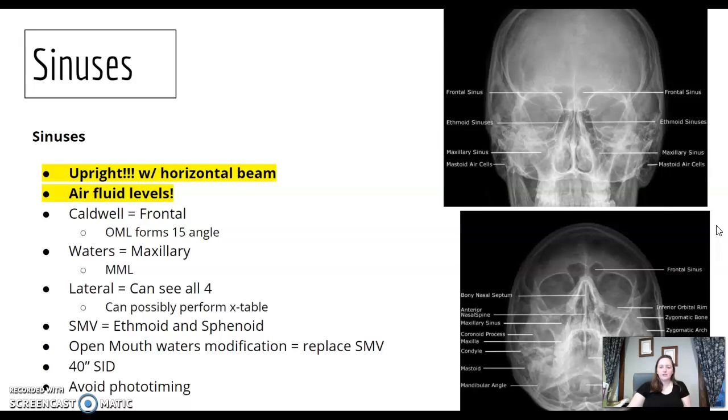Sinuses, what's the key to sinuses? Is that you want the patient to be upright. You want some air fluid levels going on. So review those. Try not to photo time. Most often it'll overexpose your image.